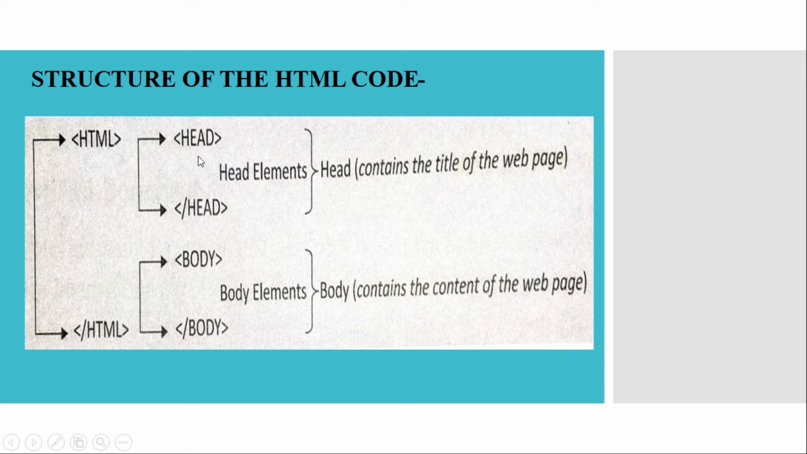So the first one is the head tag. The head tag is also a paired tag. A paired tag means it has both an opening and an ending tag. You can see how we open the tag and how we end a tag. In the head tag, we basically write head elements, which basically contain the title of the web page. And in the body tag, we write the body of the element. That means it contains the contents of the web page.